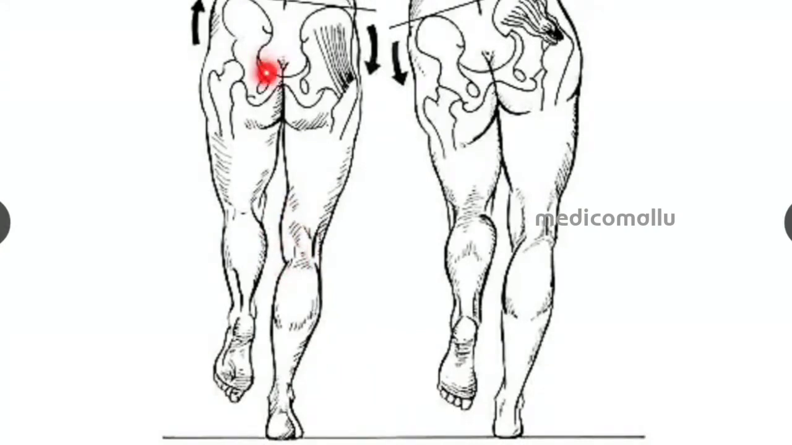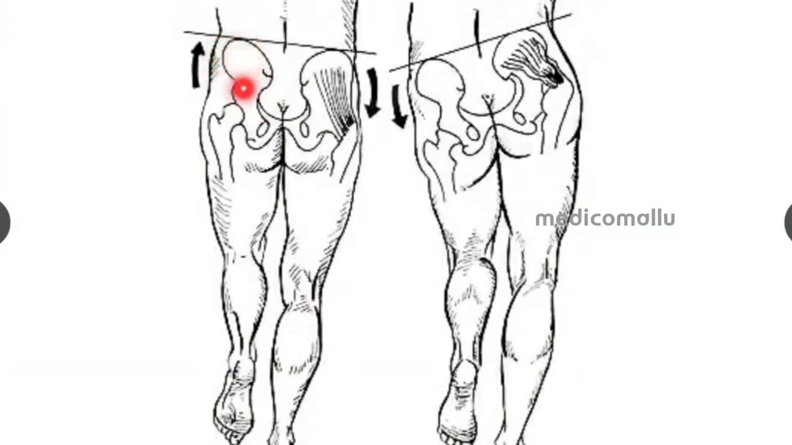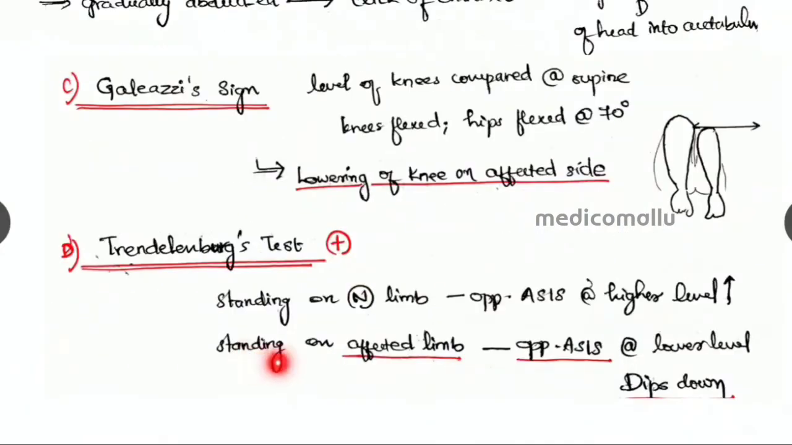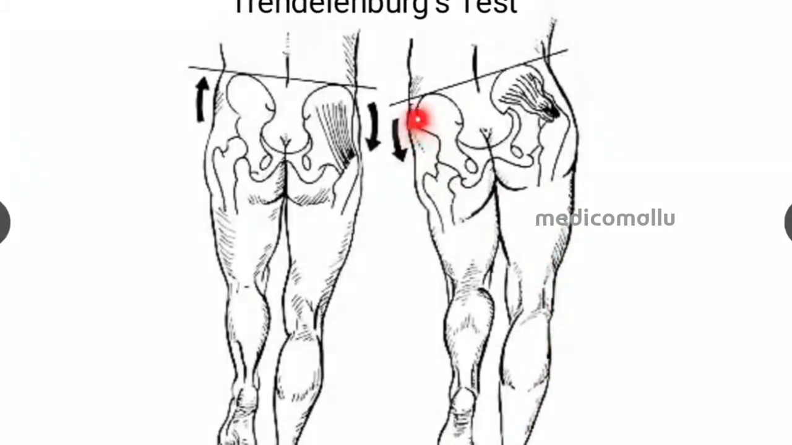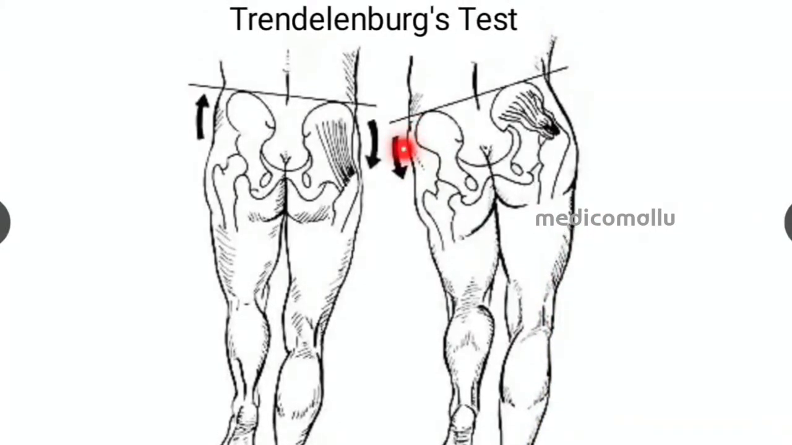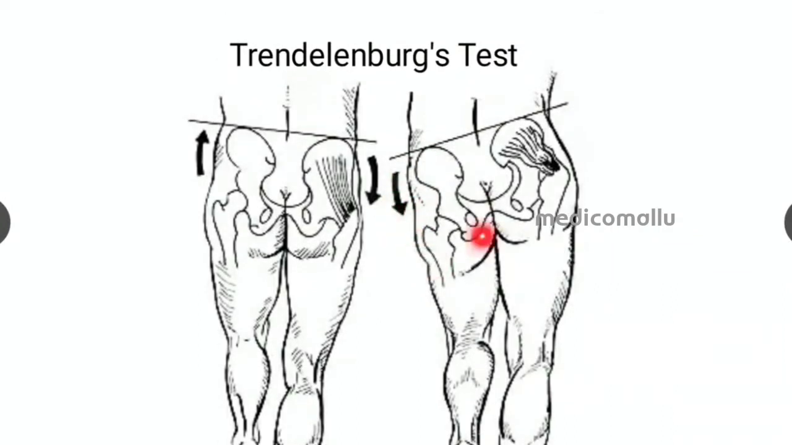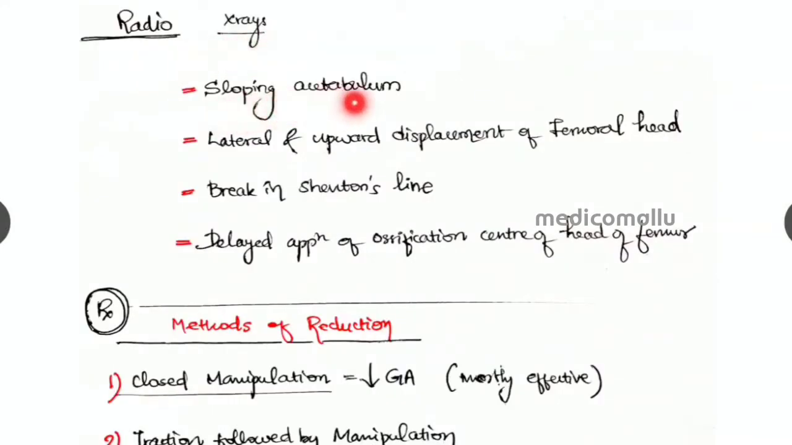Standing on one leg, the opposite side anterior superior iliac spine will get moved upwards, and that is a normal phenomenon. But if you are standing on the affected limb, the opposite side anterior superior iliac spine will get to a lower level. It dips down. This is the affected limb, and if you are standing on this limb, then the opposite side anterior superior iliac spine will go down to a lower level, and that is just opposite to the normal case, and this is the Trendelenburg's test positive.